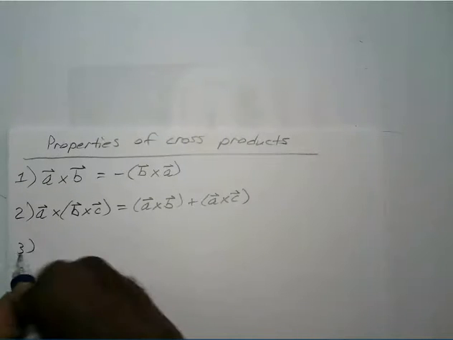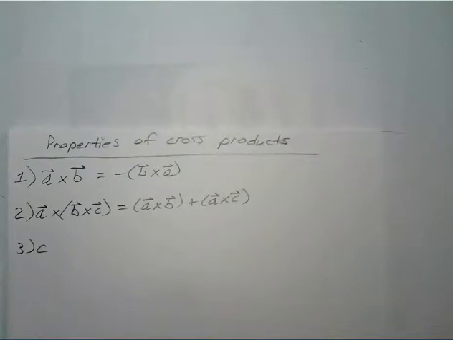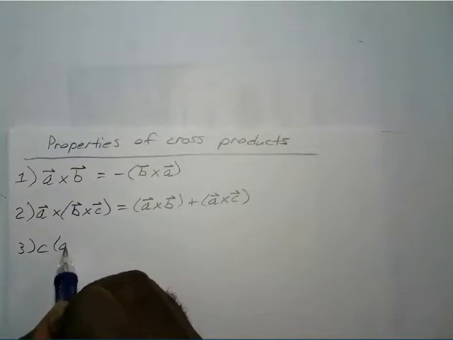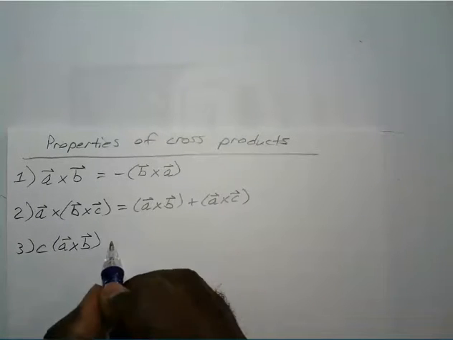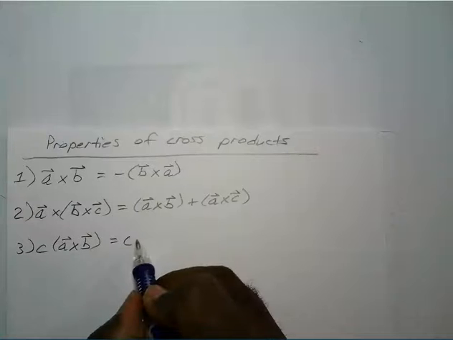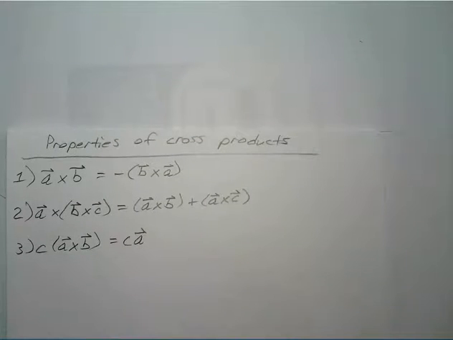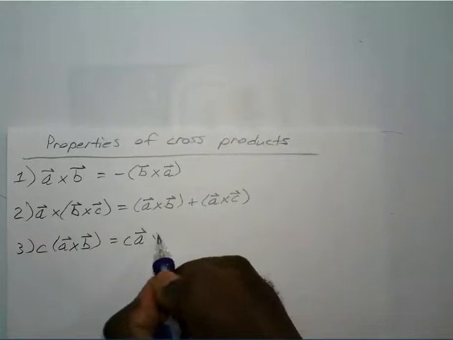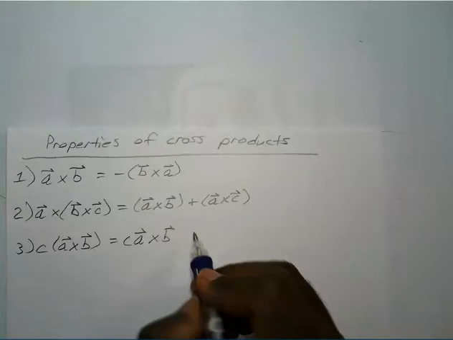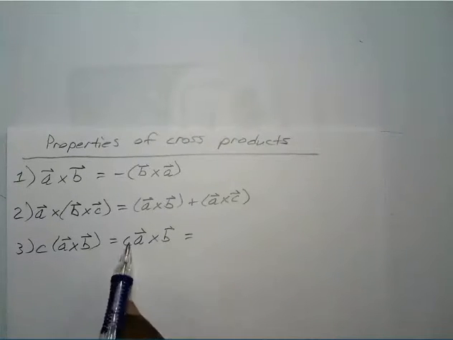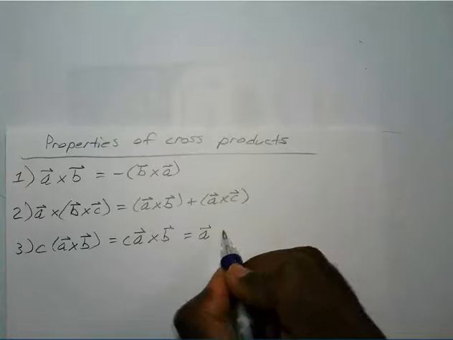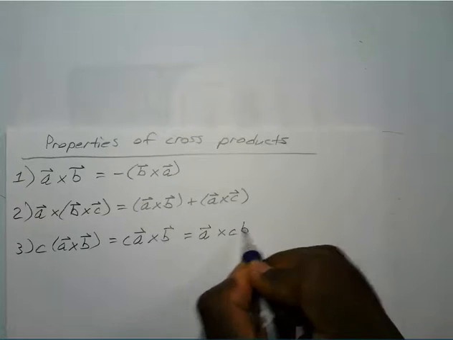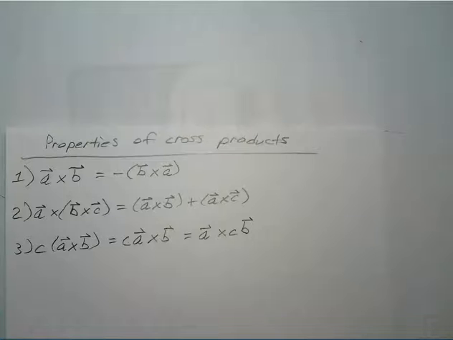The third property, we have a constant C times the cross product of A and B vectors will equal that constant times the A vector, and you can take the cross product of the B vector, or you can move that constant next to the B vector. So the cross product of the A vector and the constant times B vector. You'll get the same answer either way.